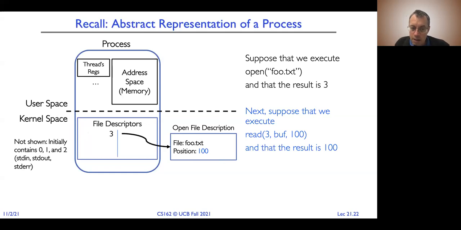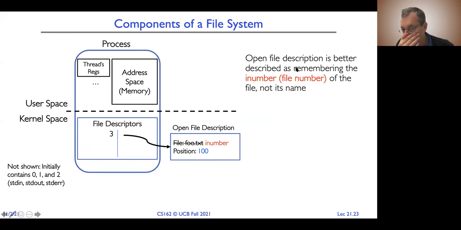And here, in this example, I show you that this file is foo.text, because this is what you opened. But what we are saying here is that we really don't want to keep foo.text in the open file description. Instead, I want to keep the inumber of foo.text. And the question is, why do I want to keep the inumber in this data structure instead of foo.text?